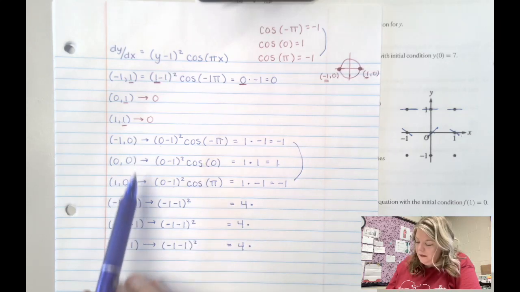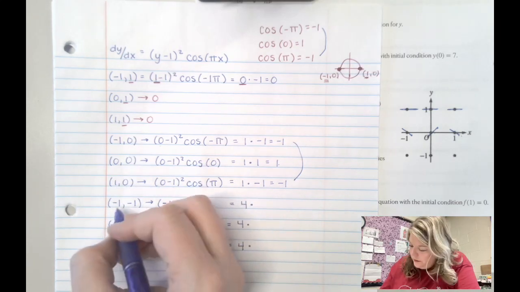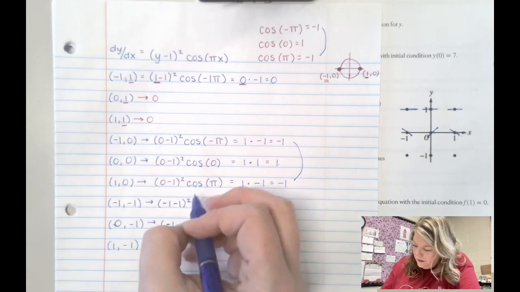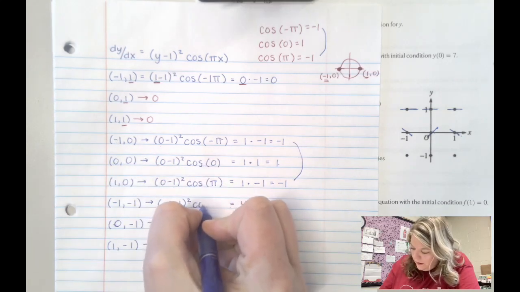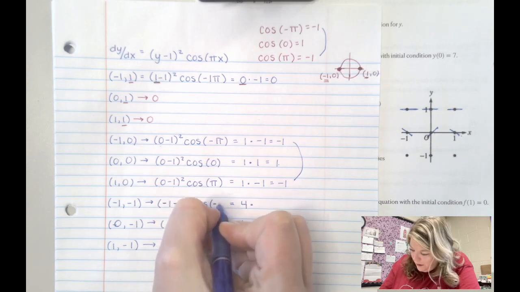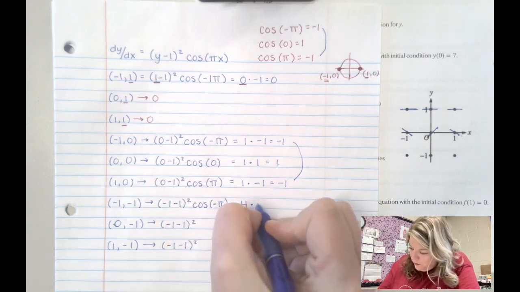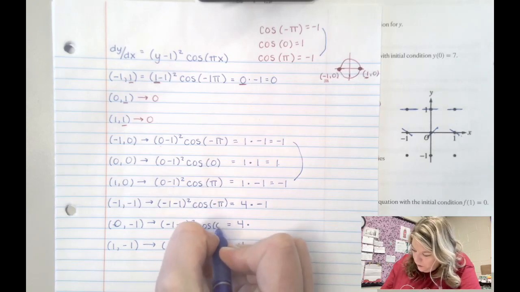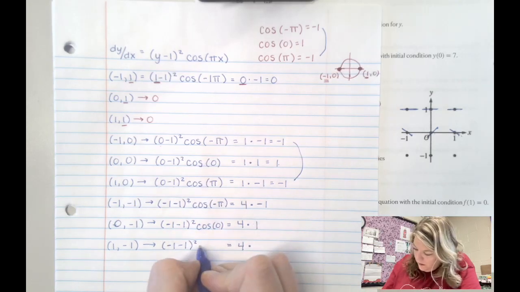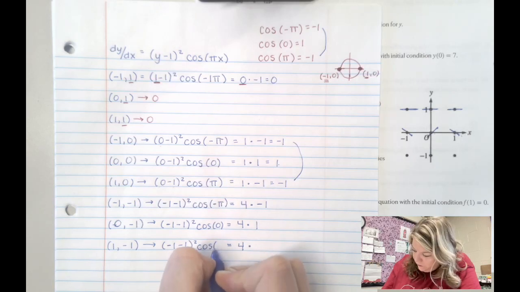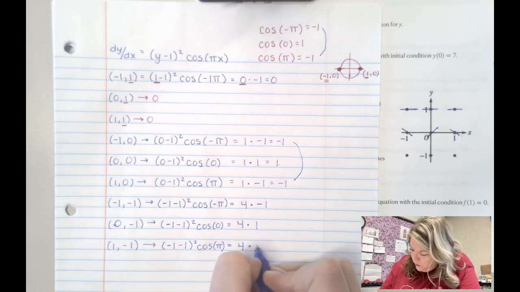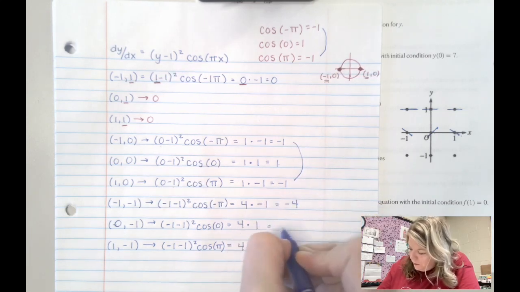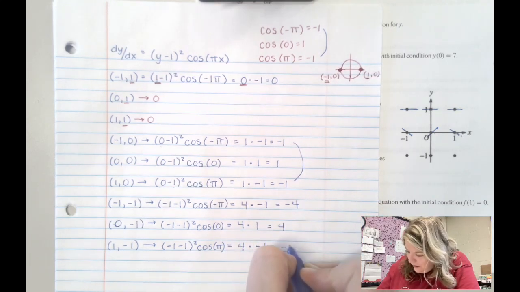But then these x values are going to work the same way these x values did, right? So this is going to be cosine of negative pi, which we know is negative 1. This is going to be cosine of 0, which we know is 1. And this is going to be cosine of pi, which we know is negative 1. So here I'm going to get a negative 4. Here I'm going to get a positive 4. Here I'm going to get a negative 4.